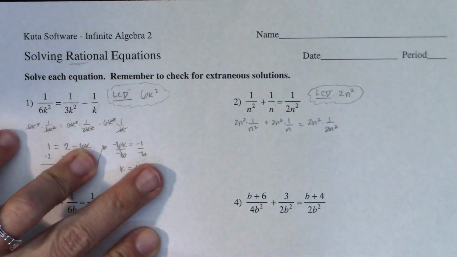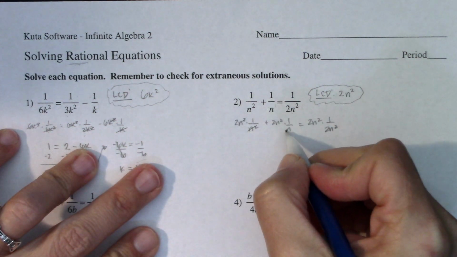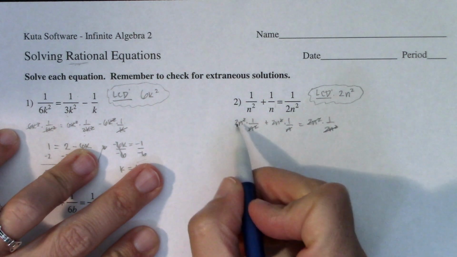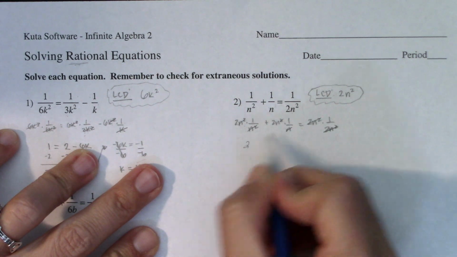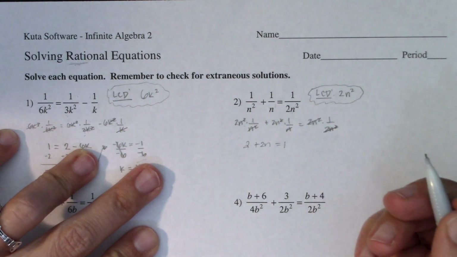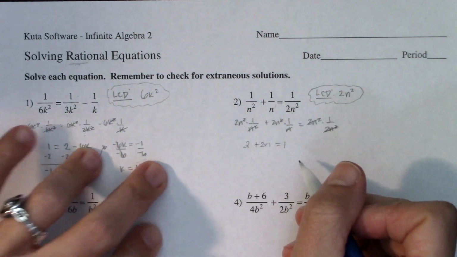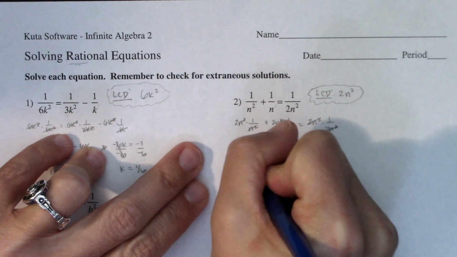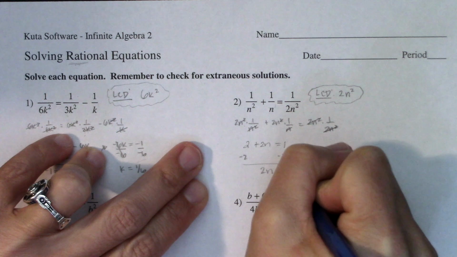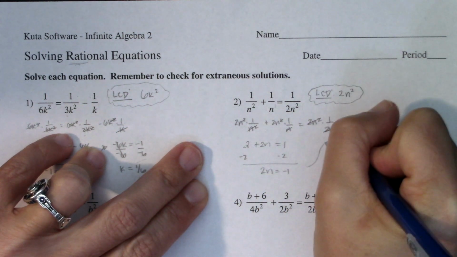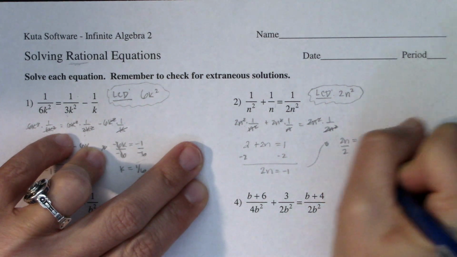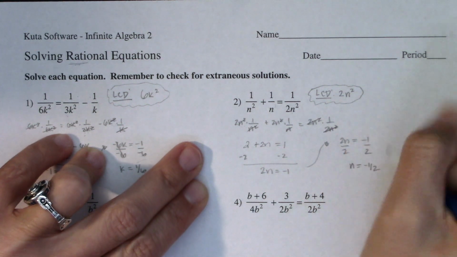As we start to cancel, the n squareds cancel, a power of n cancels, and then the entire 2n squared cancels here. So here I have 2 times 1, which will be 2, 2n times 1, which will be 2n, and that will ultimately equal 1. So again, a linear equation with just n. Let's subtract 2 from both sides. That's going to leave me with 2n equaling negative 1. And all I need to do then is divide both sides by 2. We just keep doing inverse operations. I get n equaling negative 1/2.